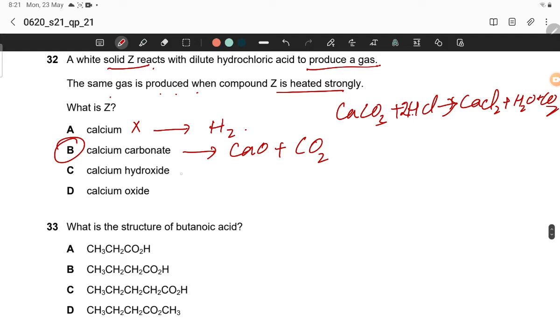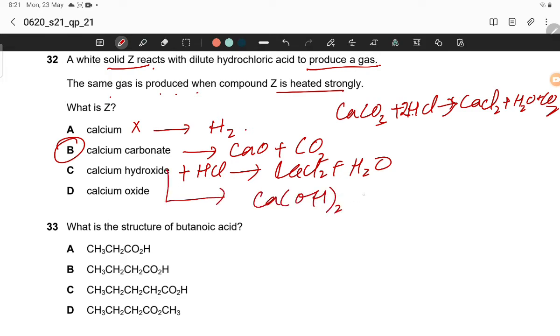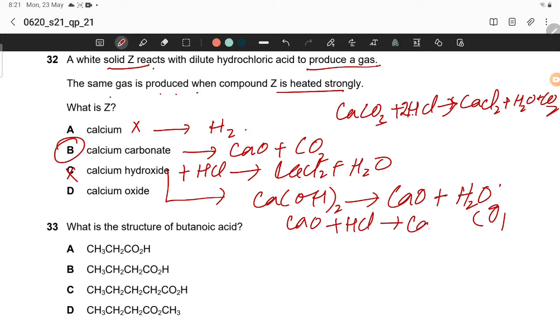Calcium hydroxide plus HCl forms CaCl2 plus water, and when heated strongly it forms calcium oxide and steam. So this is incorrect. Calcium oxide reacts with HCl to produce calcium chloride, and no gas is produced in this reaction. So this is incorrect. B is the correct option.